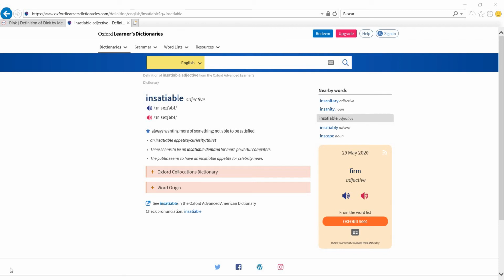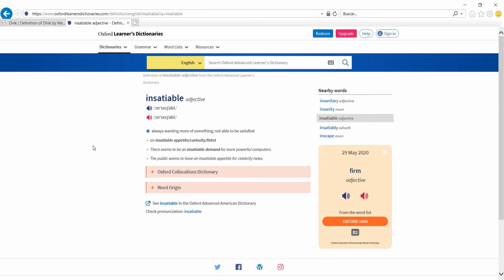Hello, today we are working on sections 4 to 6 from Unit 12, emphasis on grammar and vocabulary. So we are on page 204 and we're looking at the word insatiable, right? I wanted you to check the pronunciation, and you have the noun associated with it, which is insatiable appetite or curiosity or thirst, right? Or insatiable demand.